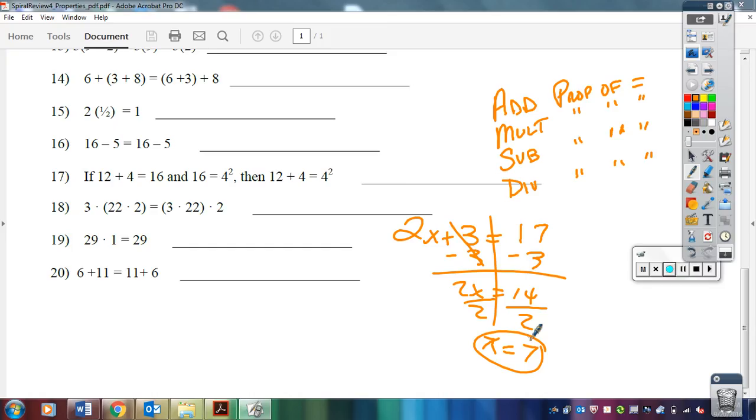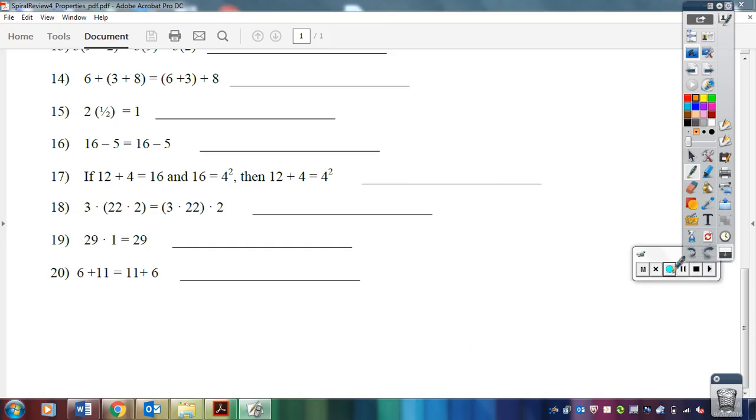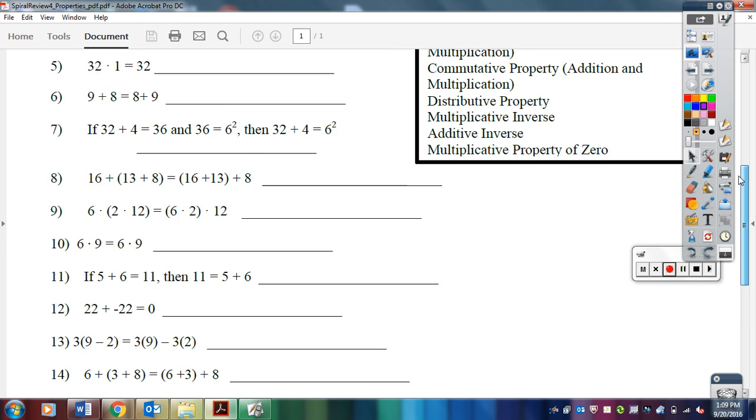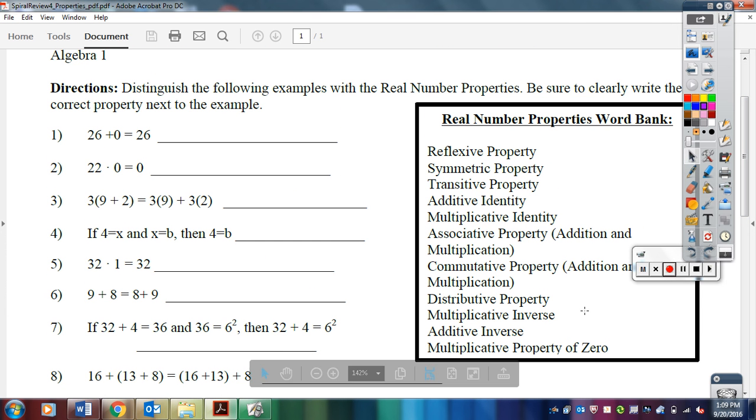So just reviewing with you those ones. Clearly, as you can see, they're not in our word bank for this one, but it's definitely something for you to know.